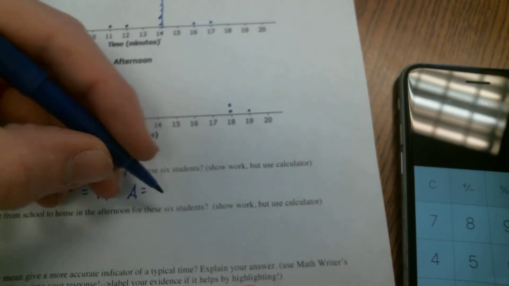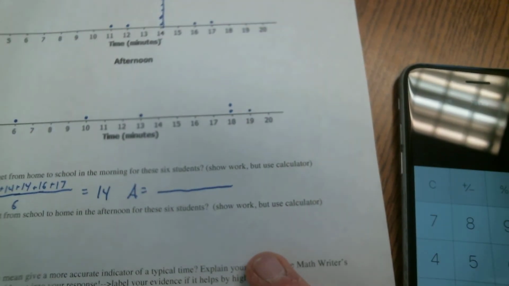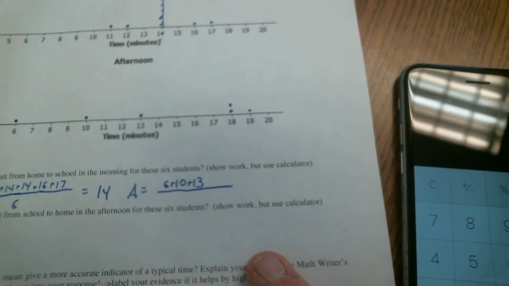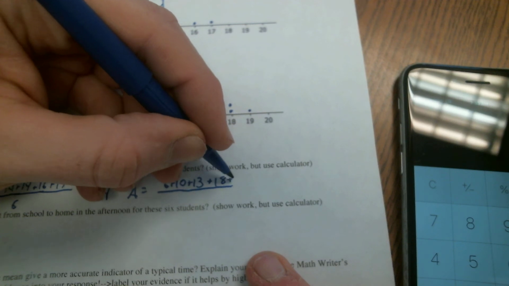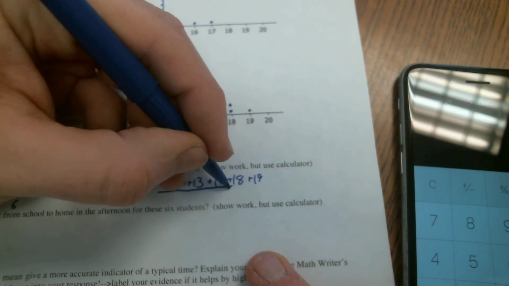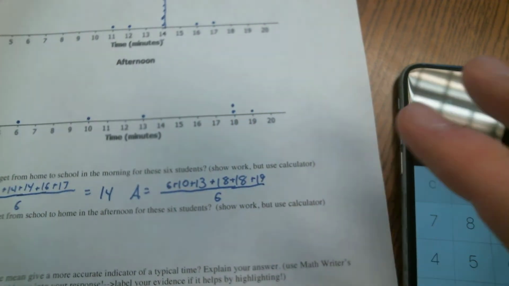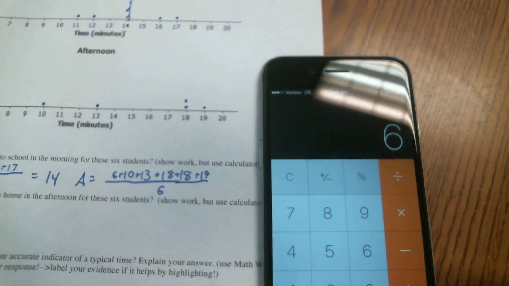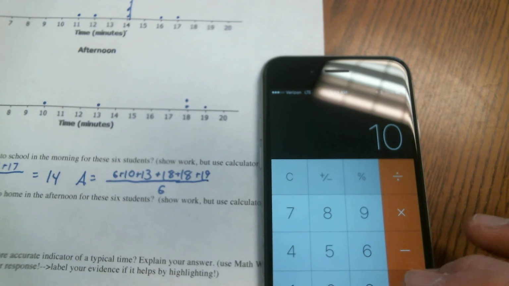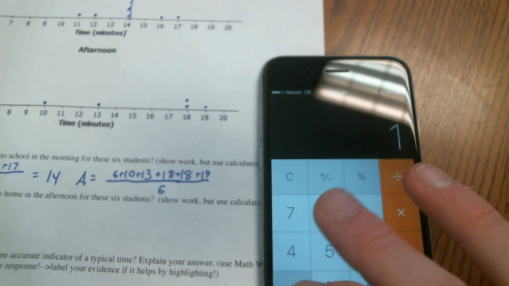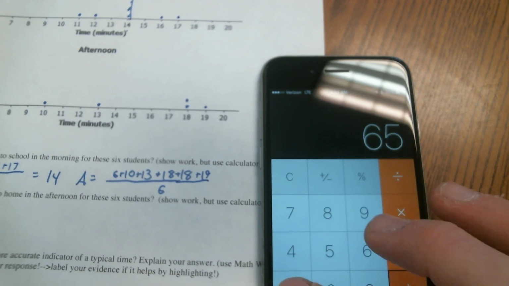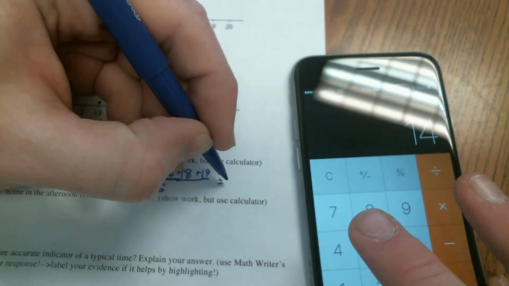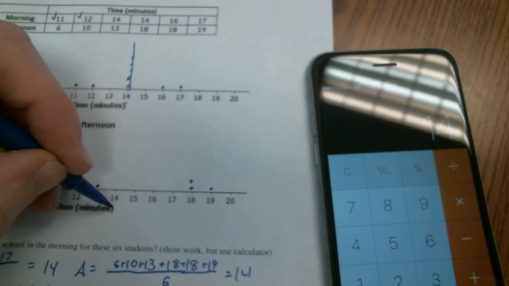And for the afternoon, I need to add 6, 10, and 13. And then 2 18s and a 19. And again, it would be 6 numbers. So I have 6 plus 10 plus 13 plus 18 plus 18 plus 19. Again, divide that by 6. Both have a mean of 14. So let's look and see what that suggests.